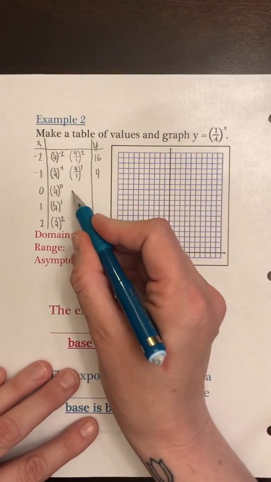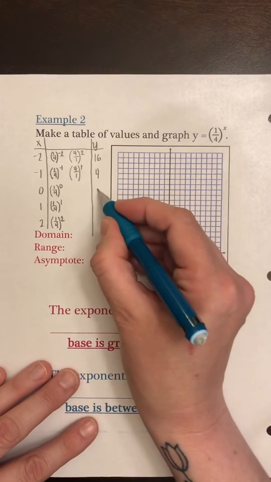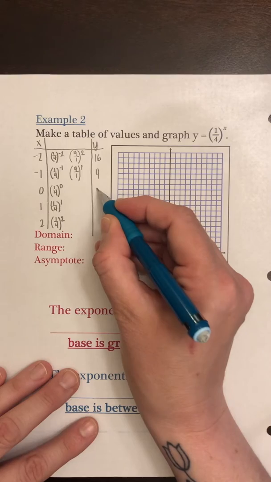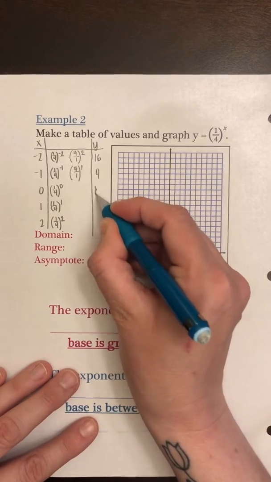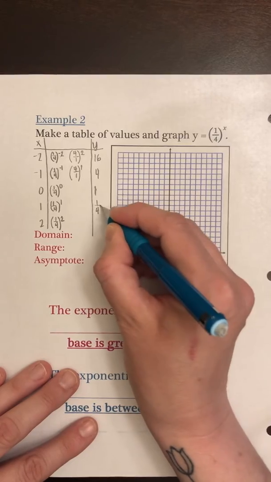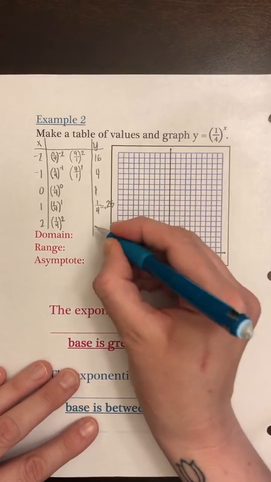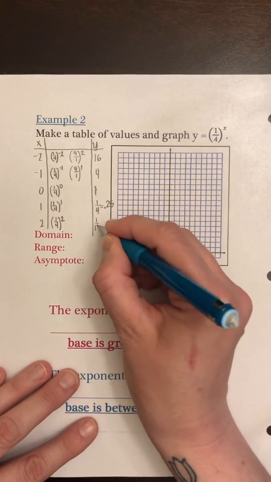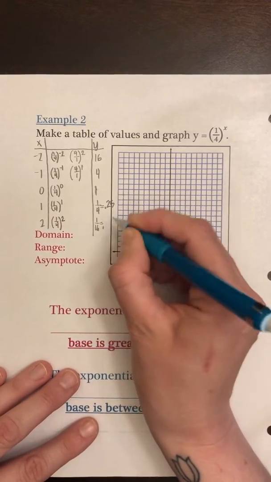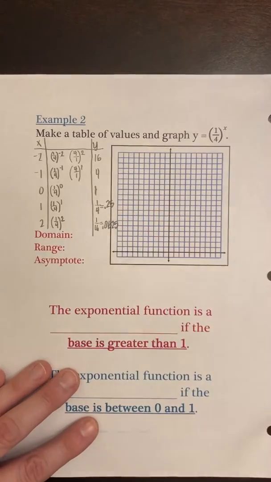Now I don't have negative exponents anymore, so I don't need to do any flipping. 1/4 to the 0, we just talked about what happens when you raise something to the 0 power. It always equals 1. 1/4 to the first power is 1/4, which is the same thing as 0.25 if you like decimals. 1/4 to the second power is 1/16. We just saw that number in the last table also. That's the same thing as 0.0625 if you like decimals as well.